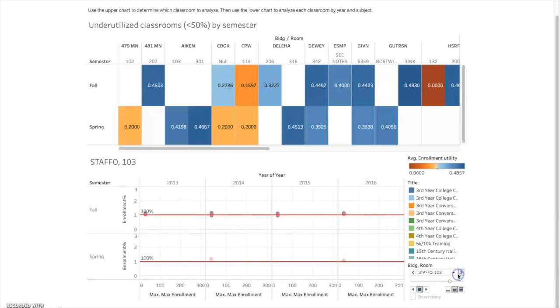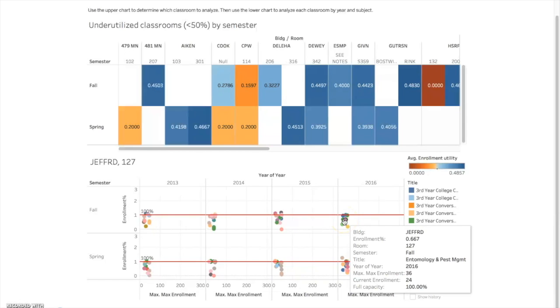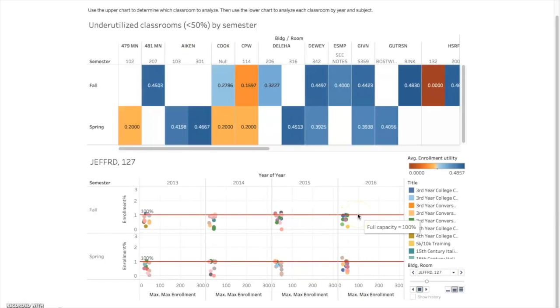So as you can see, when I click on these rooms, it shows different types of class by the color, and also it shows the specific data for each room, the enrollment rate, the maximum enrollment, and the current enrollment. As you can see, the red line here is the fill capacity. Anything over it will be considered overcapacity, overused.